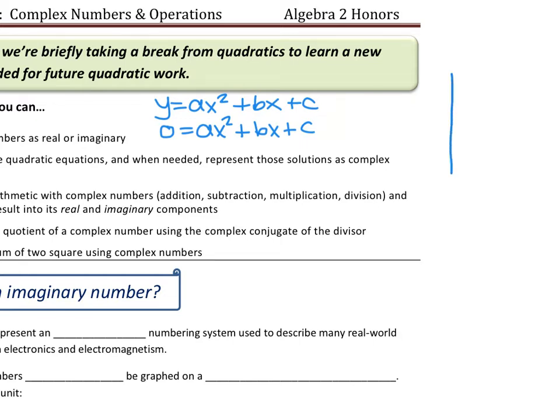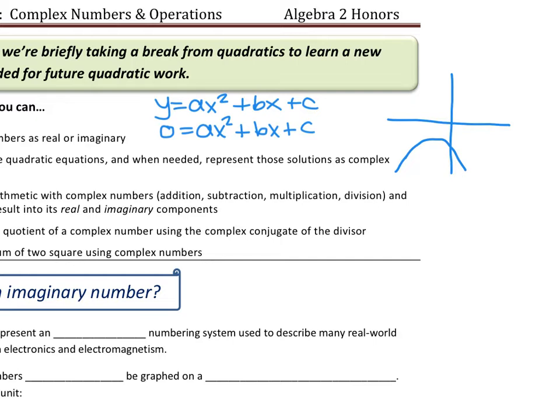For example, we could have a function over here. It's downward facing. It's never going to approach that x-axis, and therefore we will not have real solutions. This x-axis is a real number line. However, it does have a certain type of solution, and we call those solutions imaginary and complex numbers.